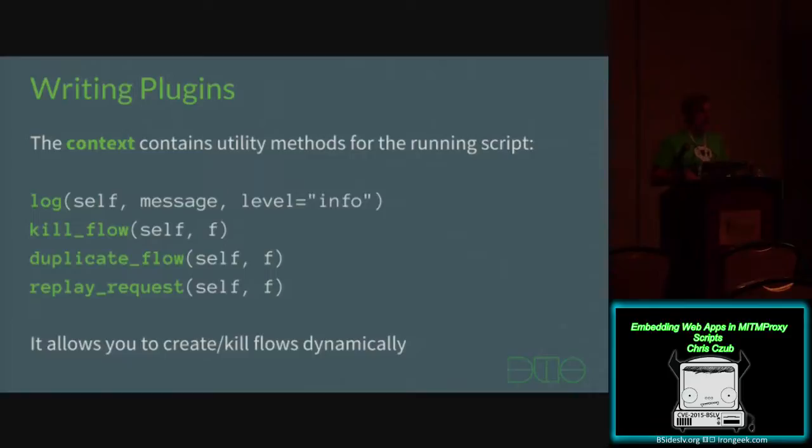Then the context contains a handful of useful utility methods that come in handy when writing scripts. It's known as a script context. The script context has a log method, which you can use to log out to the terminal. You can kill a flow as it's happening so that it won't reach the server or won't reach the client. You can duplicate it. You can replay them. So basically you can take these flows, duplicate them, manipulate them, resend them, kill them, do all kinds of stuff with the script context.